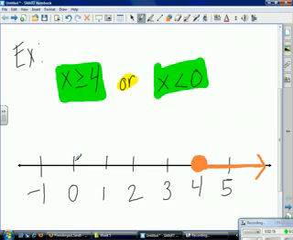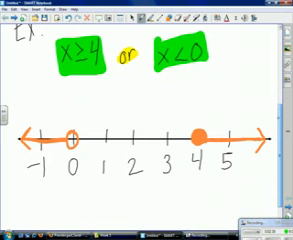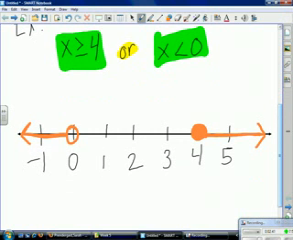Next, we need to go to 0. We see x is less than 0, so we need another dot, but we need this dot to not be colored in. That's an open dot, because x is less than 0. Now we draw a line to the left to show that x can be any number less than 0. And we need to draw an arrow at the end of our line to show that that goes on forever. Here's the graph of x is greater than or equal to 4, or x is less than 0.